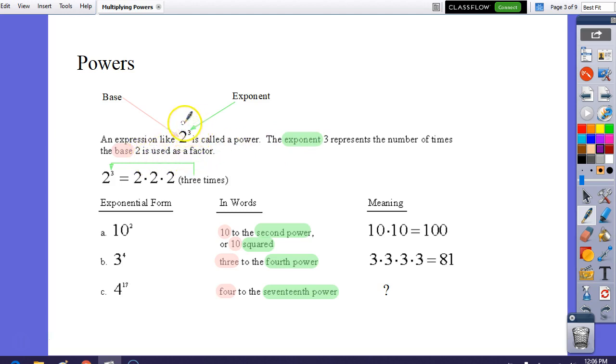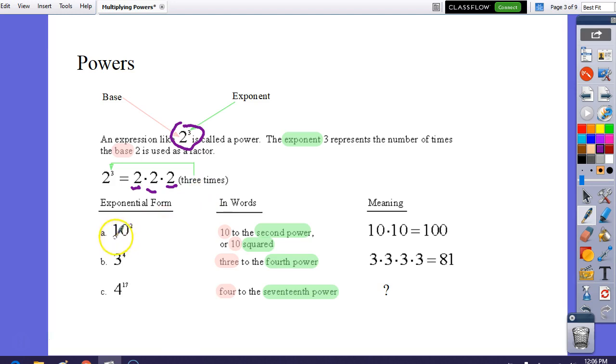So in other words, 2 to the third right here is read 2 to the third, and that means 2 times 2 times 2, 3 times. It is not 2 times 3, which makes 6. Many students in the past have had that problem where they take these two numbers and multiply them. That's not how it reads. It reads 2 to the third. That means 2 is getting multiplied by itself 3 times.